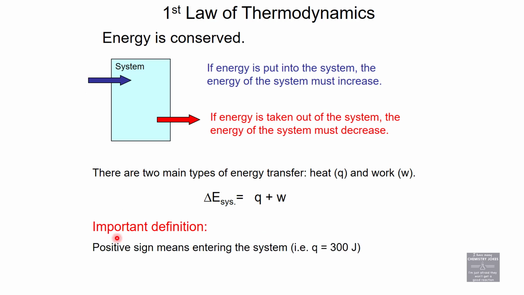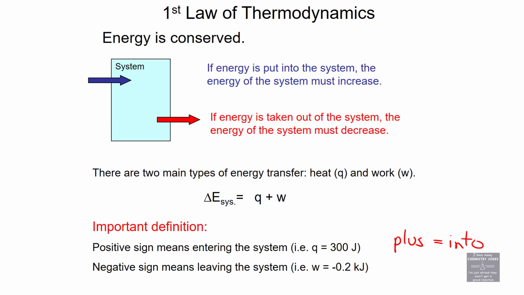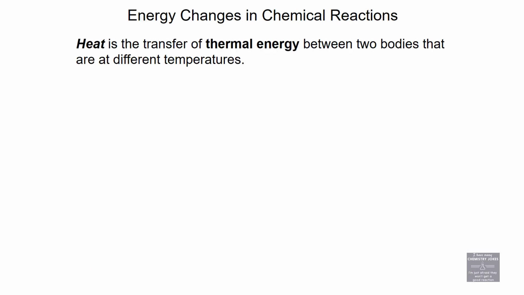A positive sign means coming into the system. A plus means coming into. A negative means exiting. So positive energy transfer means entering the system. Negative means energy exiting the system. And that's a very important distinction to make as early as possible in your brain. Keep it straight. So heat is a transfer of thermal energy. That's what we're talking about most in this chapter, heat transfer in chemical reactions.